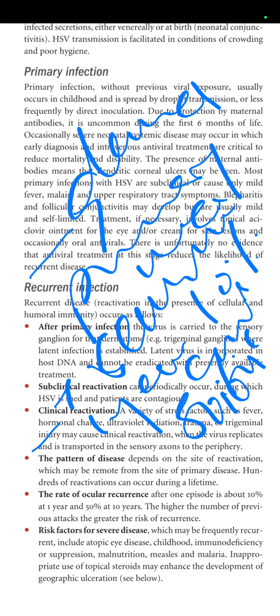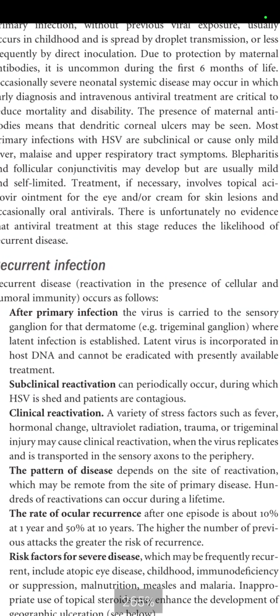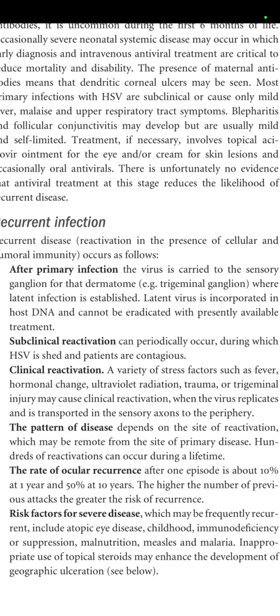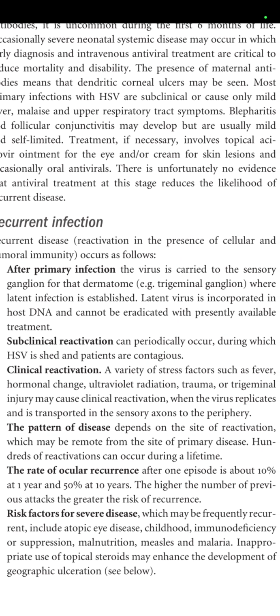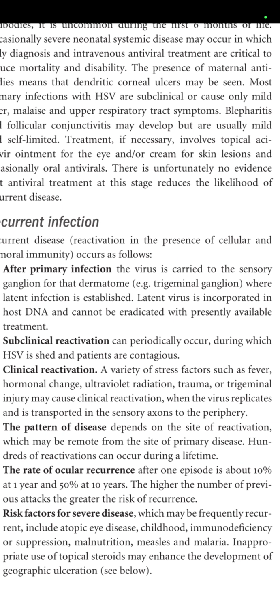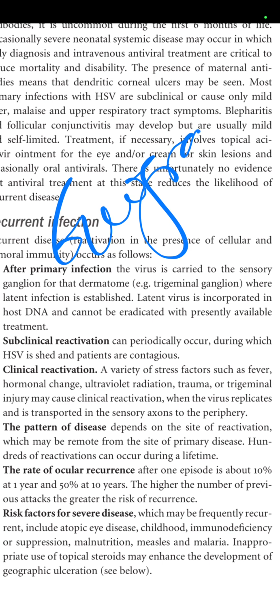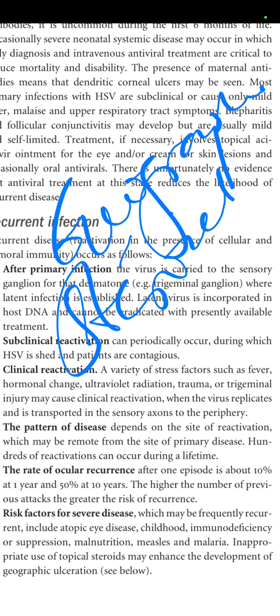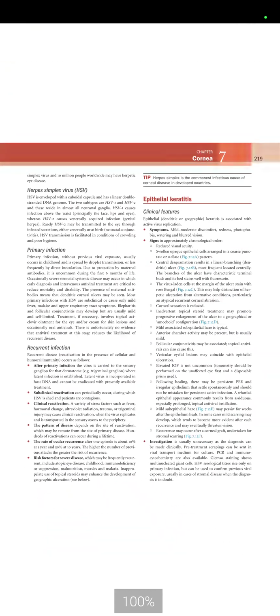Risk factors for severe disease which may be frequently recurrent include atopic eye disease, childhood immunodeficiency or suppression, malnutrition, measles, and malaria. Inappropriate use of topical steroid may enhance the development of geographic ulceration. So we use steroids very cautiously in case of viral infection, because it can lead a dendritic ulcer into a geographic ulcer.